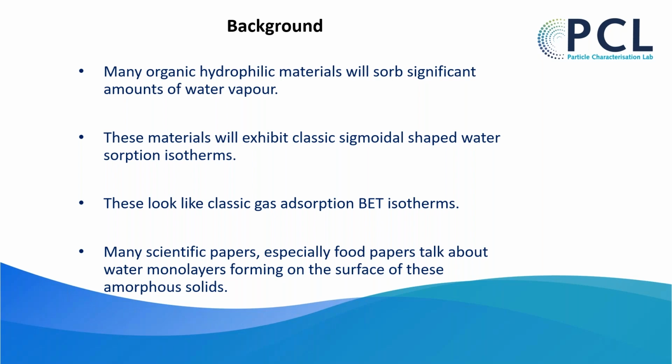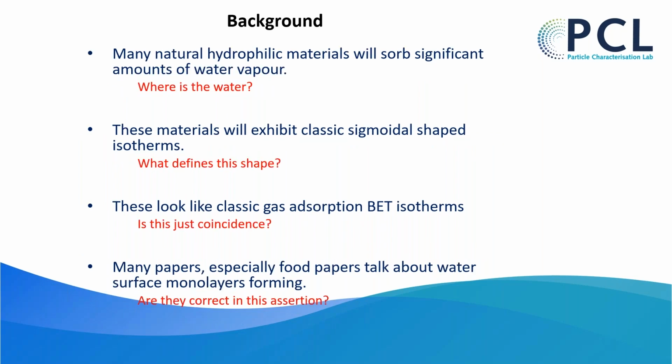And part of the background here, which is a little bit confusing, I'm sorry to say, is a lot of the people in the food industry particularly talk about water monolayers forming on the surface of amorphous solids. And I'm sorry to say these sorts of discussions are very misleading. So in terms of answering some of these questions, what we'd really like to know is, where is the water? What defines the shape of these isotherms? Do these isotherms that look like BET ones, is this just coincidence? And are there water surface monolayers forming on these particles that are biological materials? So we're going to answer those questions during the next half an hour.